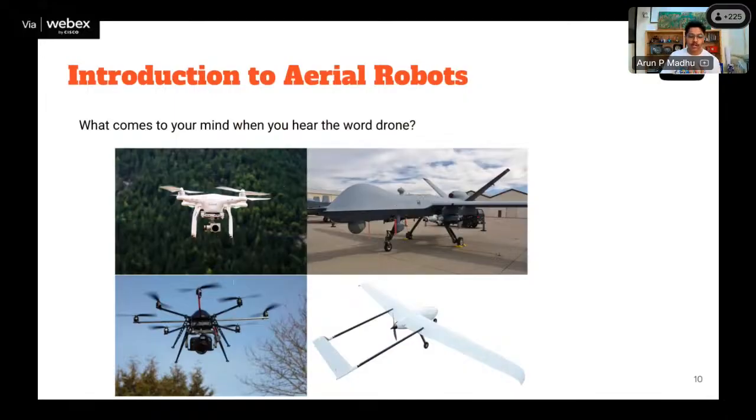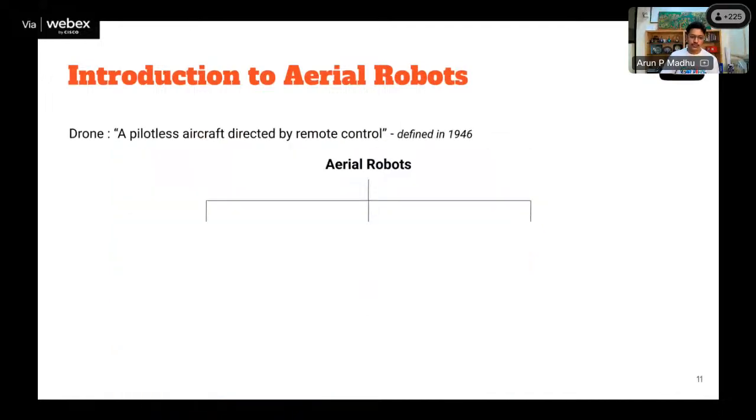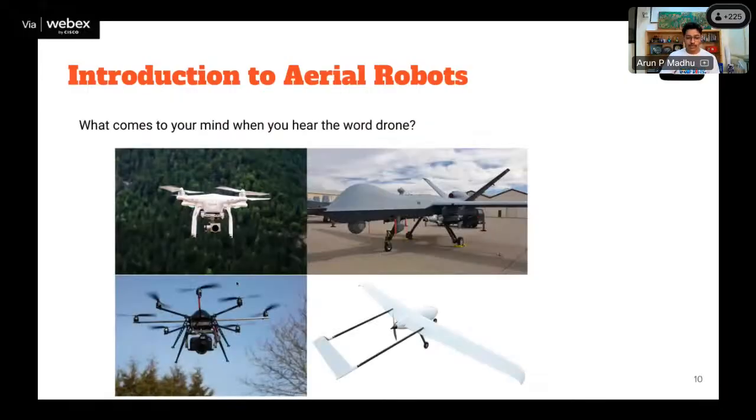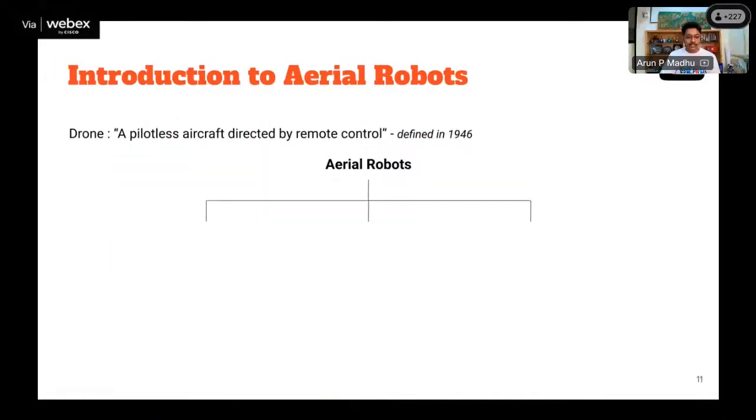So let's go to what the term drone means. Drone means a pilotless aircraft directed by remote control. This was the definition coined in 1946. Any kind of aircraft which is unmanned or doesn't require a human being to pilot it, we can term a drone. It doesn't need a human to sit inside and pilot it. You can pilot it using a handheld remote or a console or something like that. That's the definition of a drone in very layman terms.